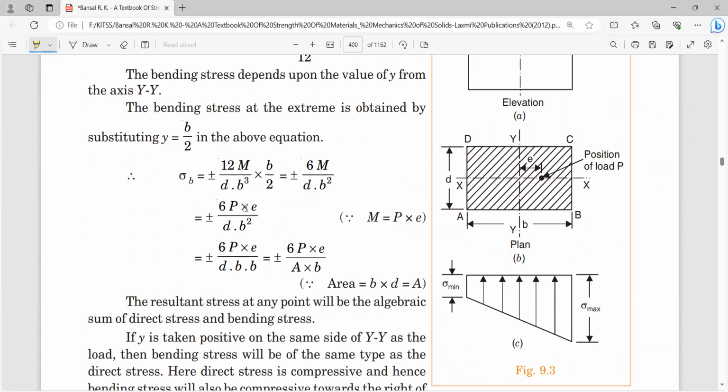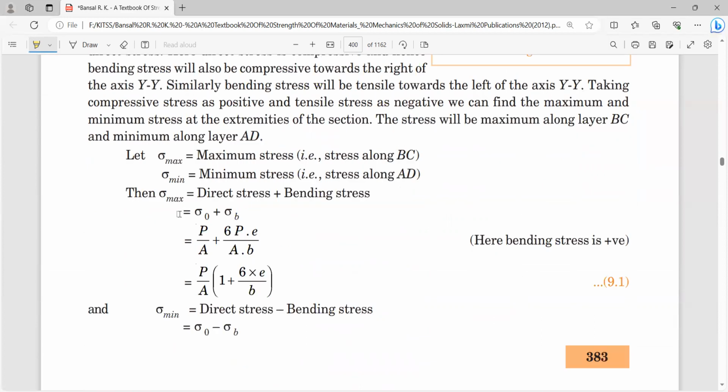Direct stress is P by A. To get maximum stress, we have to add direct stress plus bending stress. Direct stress is sigma naught, which is nothing but P by A, and bending stress is sigma b, from M by I equals sigma by y. So we can write it like this.